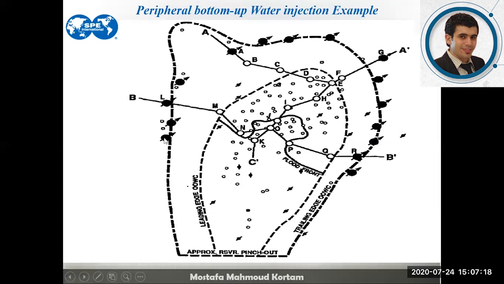So they did a survey on several wells and made these kinds of cross sections from north to south and from east to west in order to assess the water injection and the development of the oil water encroachment of the injected water towards the produced oil.